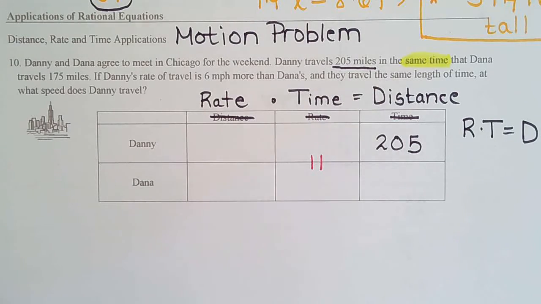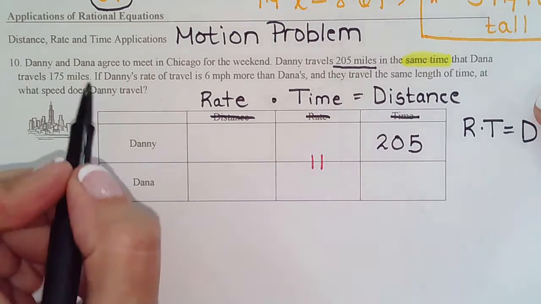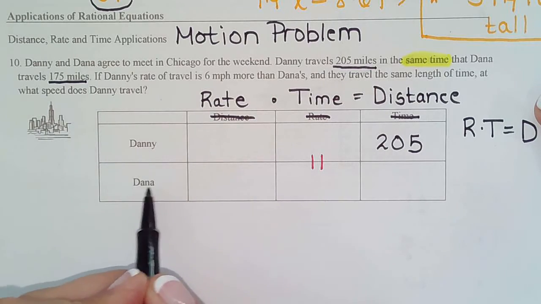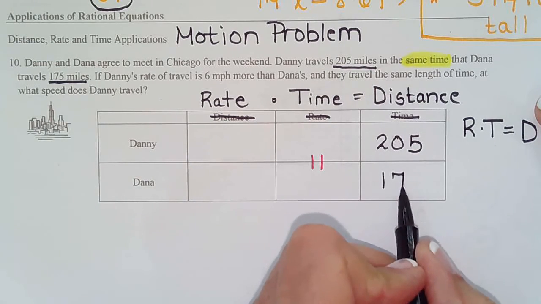Dana travels 175 miles. So miles is distance. So go in Dana and put 175.